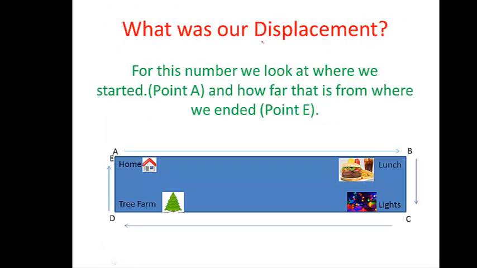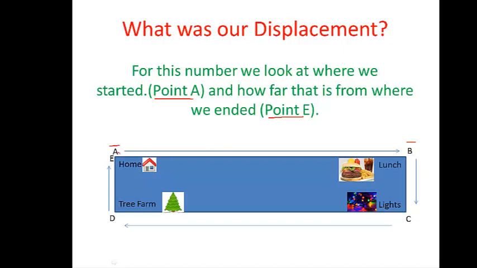Now let's look at displacement, because displacement is a little bit harder to picture. For this number, we will look at where we started, point A, and how far that is from where we ended, point E. Now on this page I have no numbers included. We can calculate displacement from point A to point B. We just calculated that. That would be the same as distance, because our ending point is not the same as our starting point.